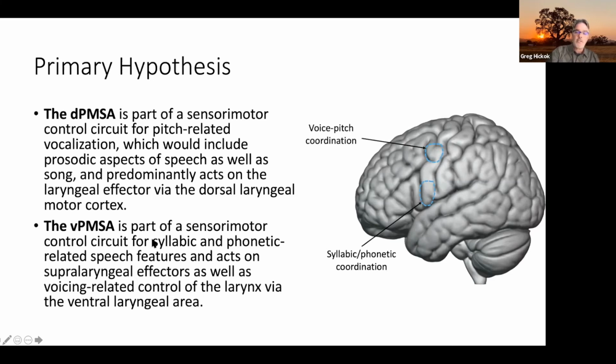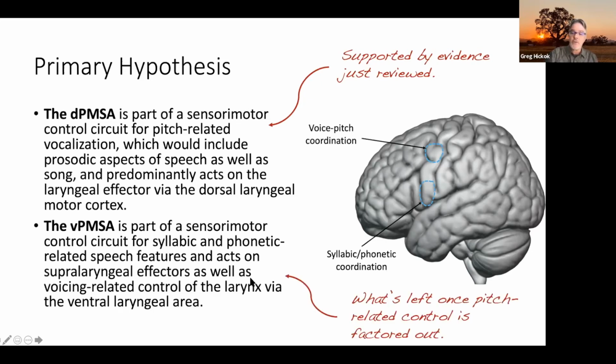The ventral premotor speech area, we think, is involved in all the rest of the stuff, syllabic, phonetic coordination. It's part of a sensory motor control circuit for, like I said, syllabic and phonetic related speech features, and acts on supralaryngeal effectors, as well as voicing related control of the larynx via the ventral laryngeal area, which is more controversial. We'll talk about that. So this portion is supported by evidence just reviewed, and this inference is basically what's left over to control once you factor out pitch-related control.